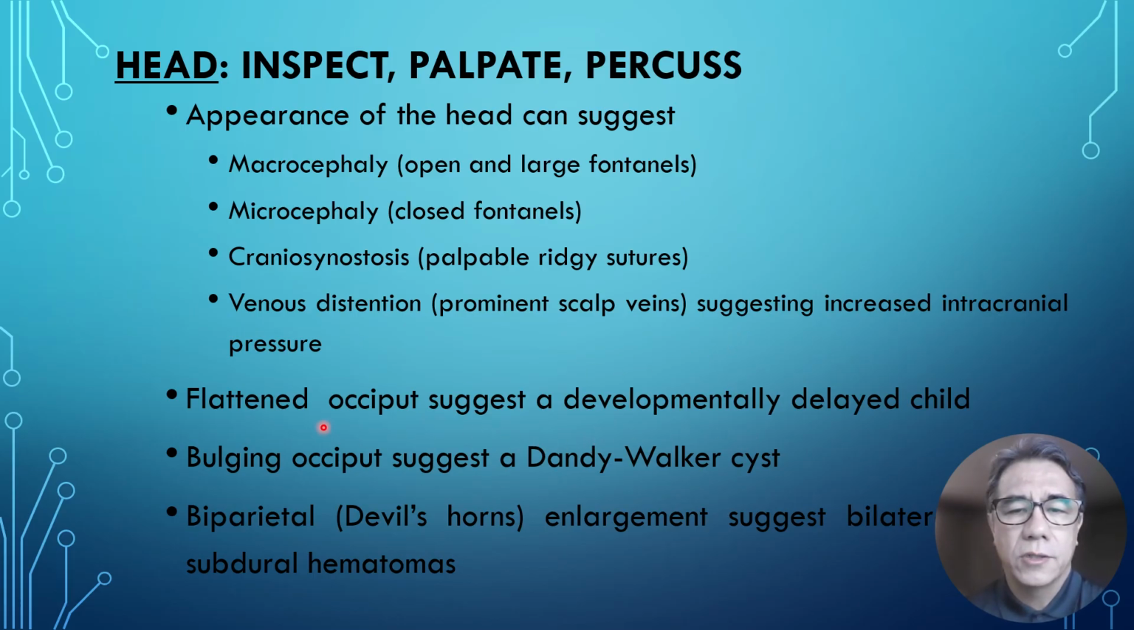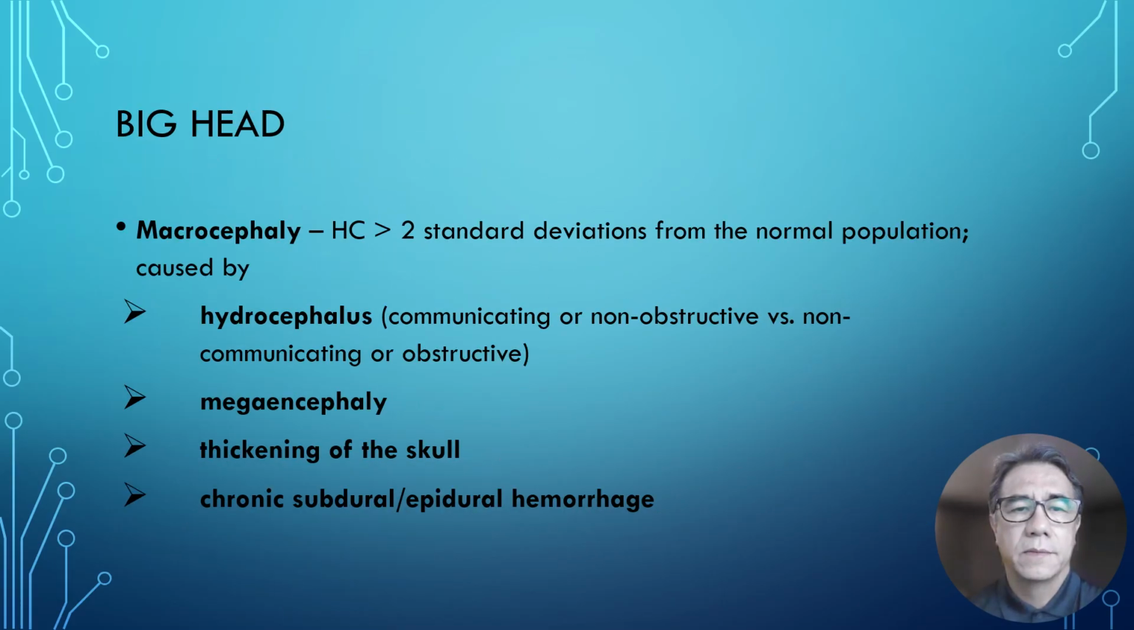A flattened occiput, on the other hand, may suggest a developmentally delayed child because the patient is unable to turn their head sideways, unable to roll over, so the head is basically just laying flat on the surface of the bed, and that causes molding and flattening of the occiput. Whereas a bulging occiput may suggest a Dandy-Walker cyst. A biparietal enlargement may suggest bilateral chronic subdural hematomas.